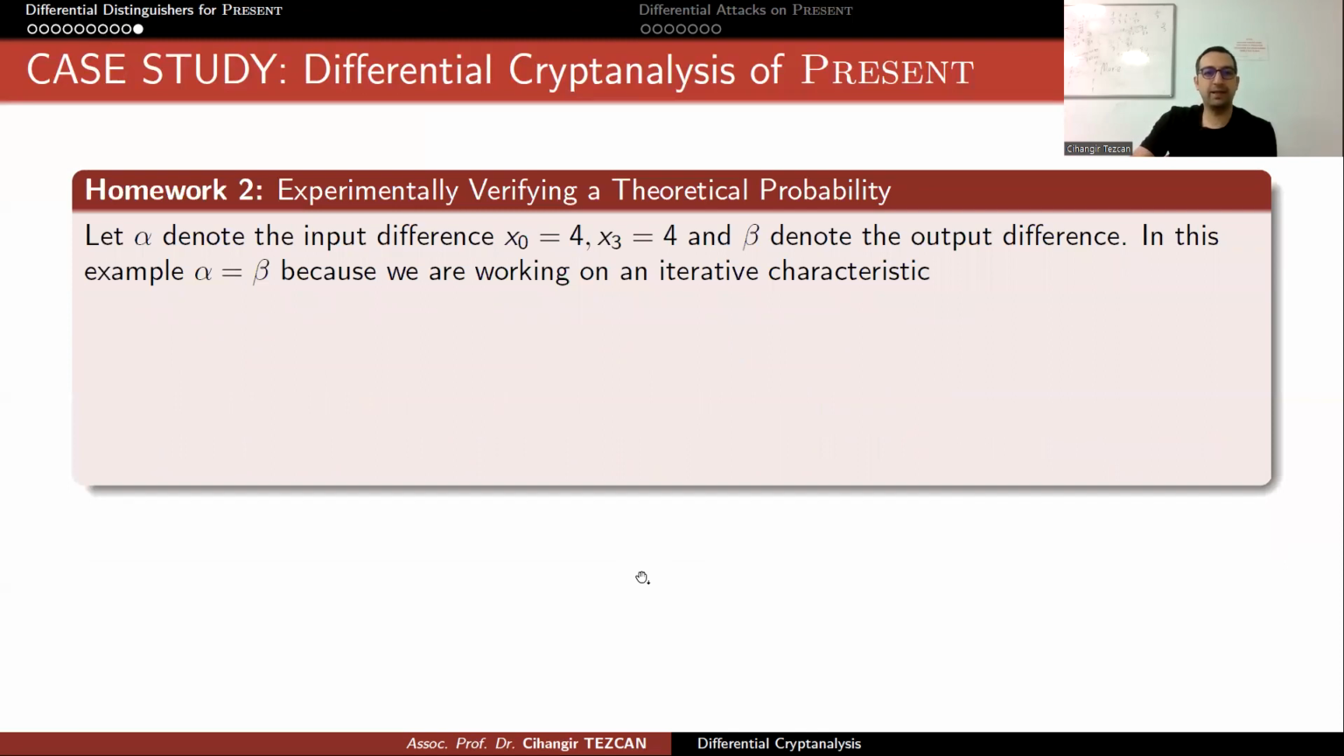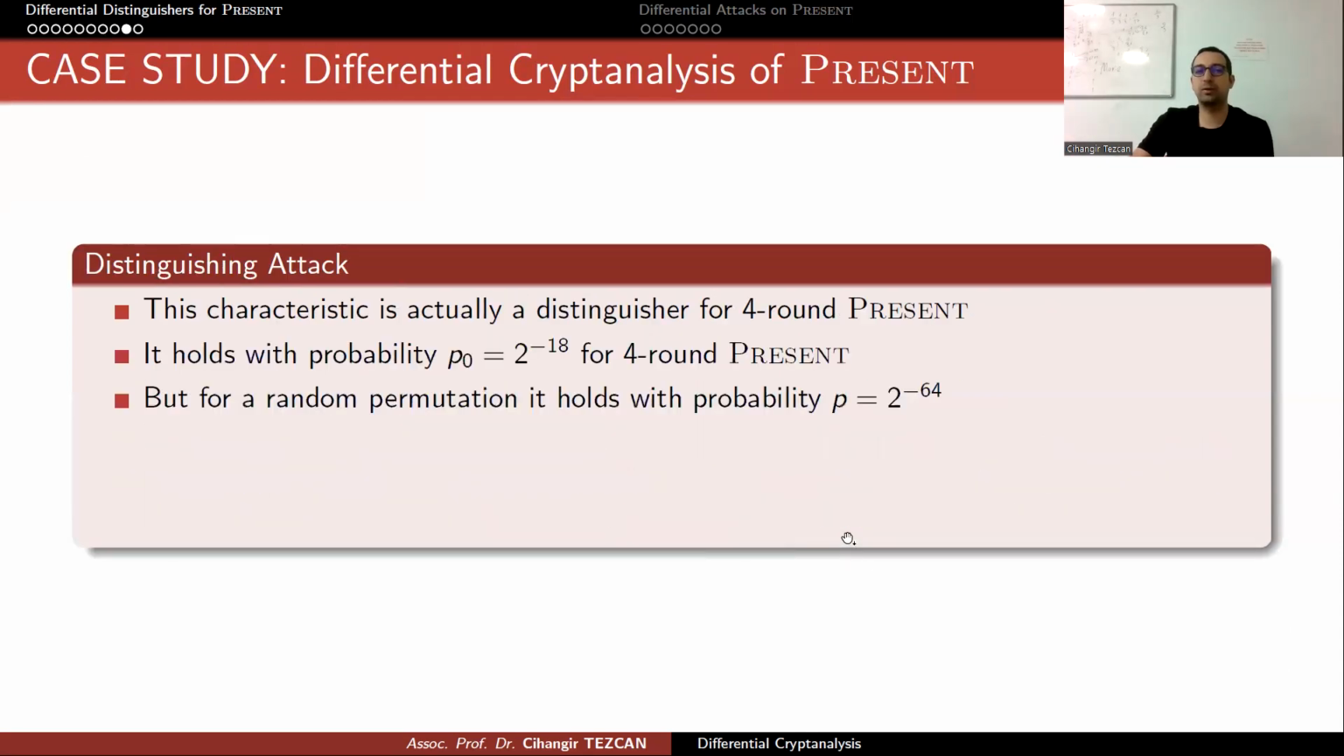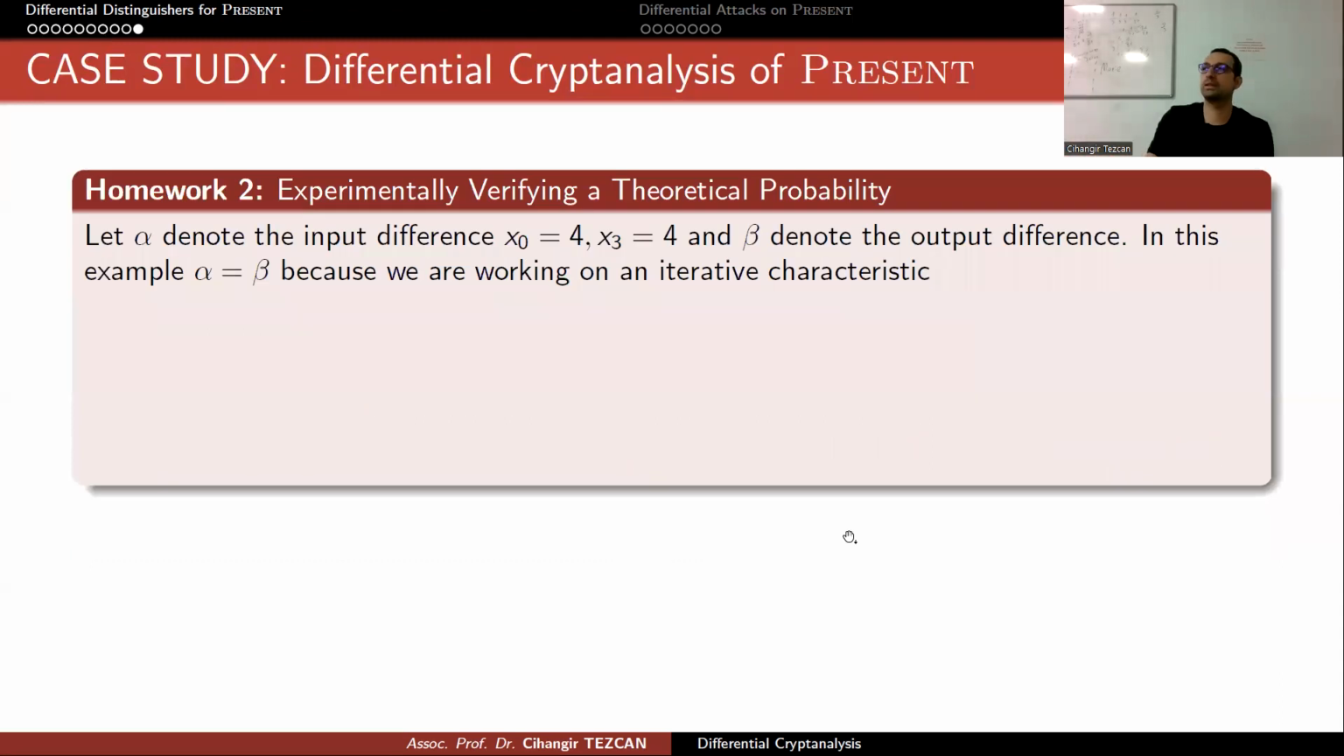Okay, so here is a very nice homework for you. What you can do is the following: experimentally verify the theoretically obtained probability. I said that this holds with probability 2 to the minus 18, right? So the question is, what is the actual probability if I really wanted to distinguish PRESENT? Let's denote alpha as the input difference to these 2 S-boxes, and beta will be the output difference. But in this experiment, since it is iterative, alpha equals beta. This wouldn't be the case most of the time, but for this example, this is the case.